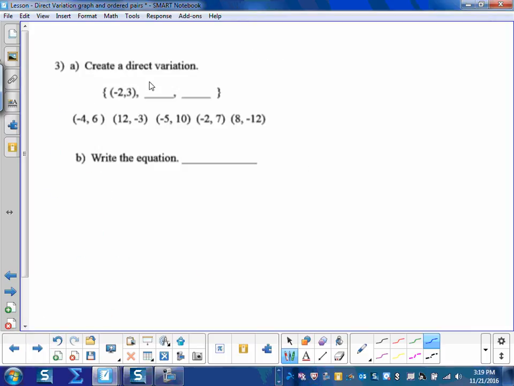So now we're going to create a direct variation. So given this one point, I need to find out what other points would be on it. So let me find the constant. So 3 divided by -2. So -3/2. So this one would be on it. And this one would be on it. So my equation is y equals -3/2 x.